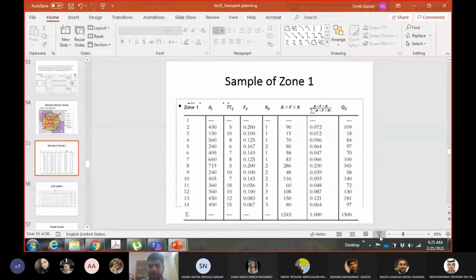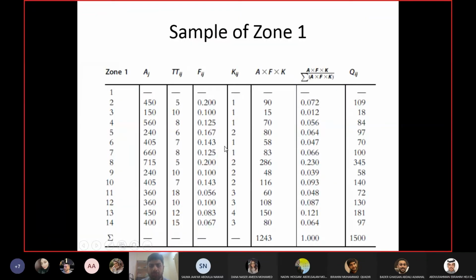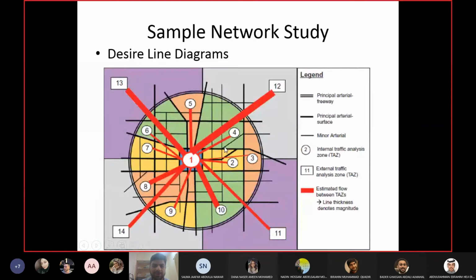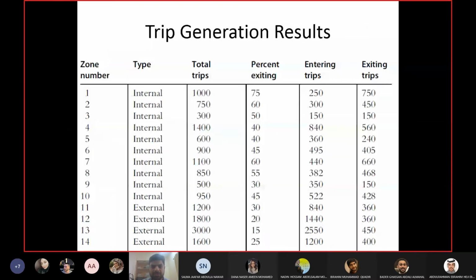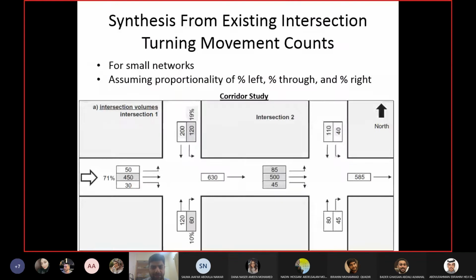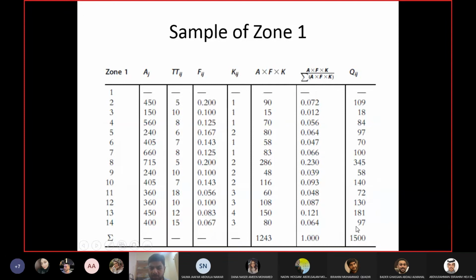Okay, now this is the sample calculation for zone 1, and I would like to repeat it because when we were calculating the number of trips, let me go back. So this is the trip generation matrix. Now you can see in zone 1 they have written 1000 here. But when they were calculating the number of trips, they used 1500. I don't know why. It should be 1000. I think they miscalculated it because all the other trips are the same. So these are the number of trips which are exiting from each zone.